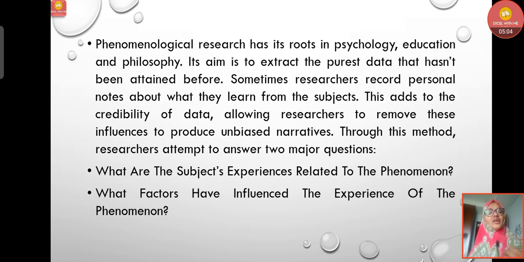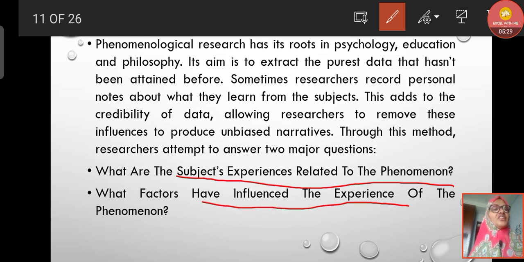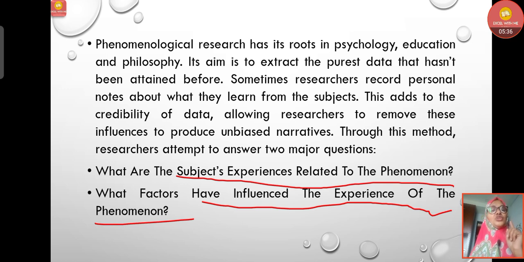Through this method, researchers attempt to answer two major questions, very important we have to remember through this phenomenological research, that is qualitative. What is the main motto or main intention? What do they answer through this? What are the subjects' experiences related to the phenomena, that is incident or occurrence, whatever had happened? Then what factors have influenced the experience of the phenomena? That they will study this. We have to keep in mind these two questions.